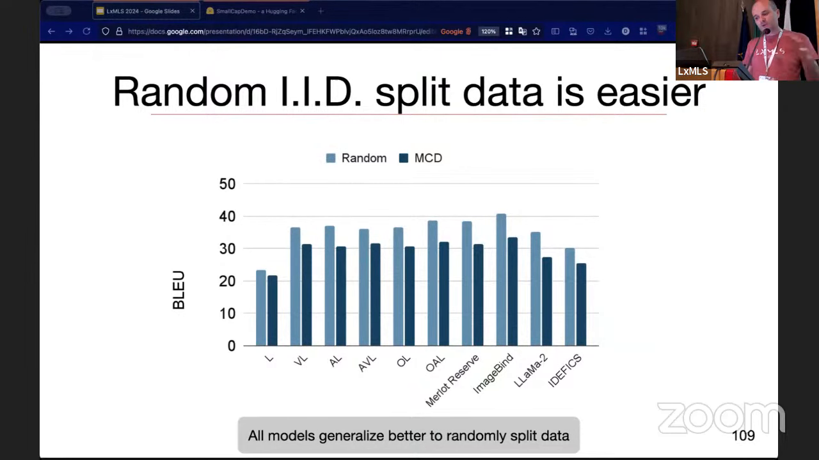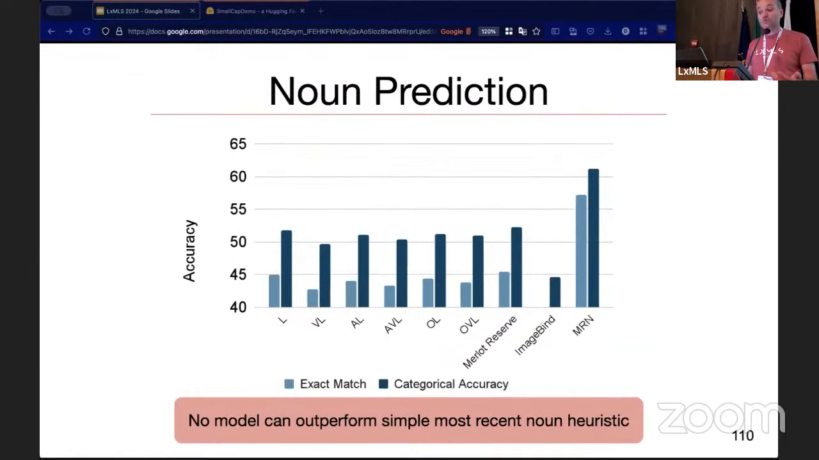And then if we step away from the language generation task and we look at, for example, noun prediction, we had this really surprising outcome, which is that the most naive approach you could adopt to this is just to take the label of the noun that appeared in the previous segment and say that's the answer. And no neural network model actually recovers this naive heuristic.